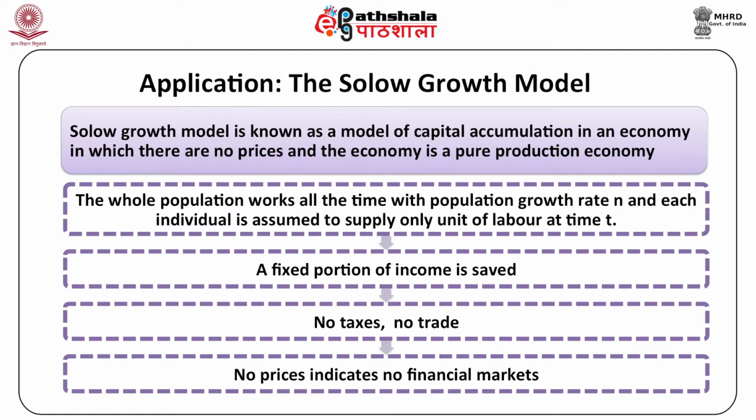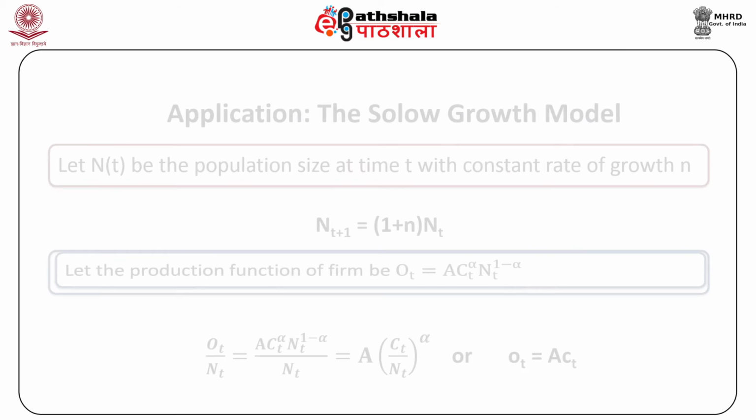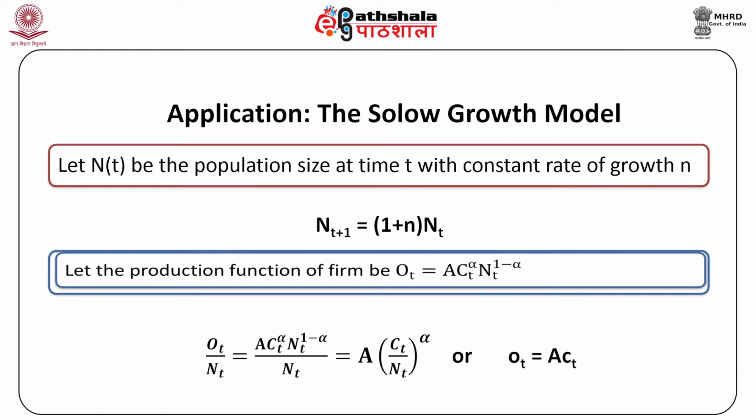Second, a fixed proportion of the income is saved. Third, no taxes, no trade. Fourth, no prices, which indicates no financial market. Let N_t be the population size at time t with constant rate of growth n. N_{t+1} is equal to (1 plus n) N_t.